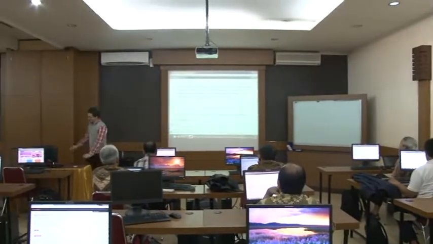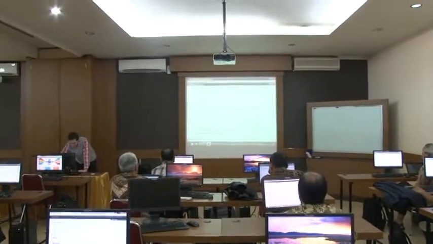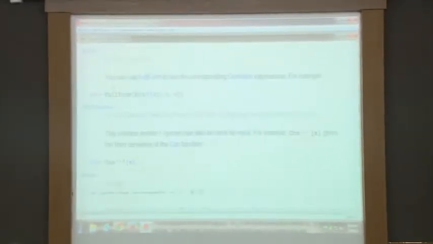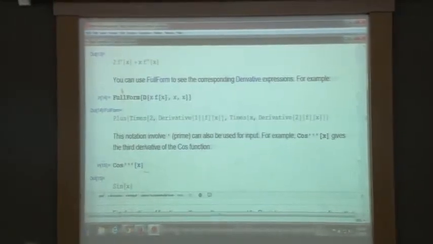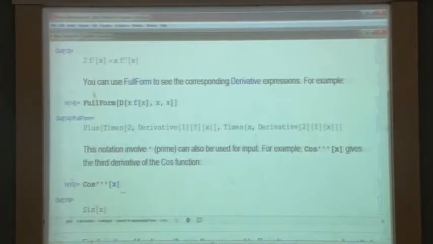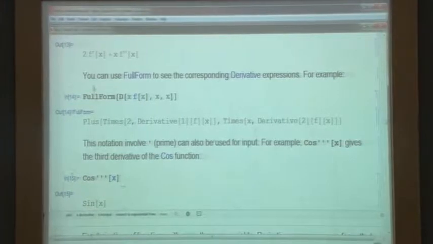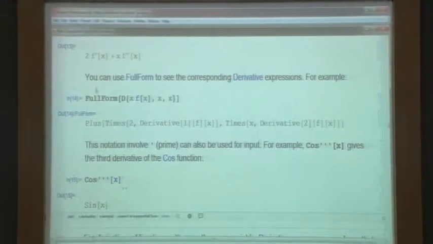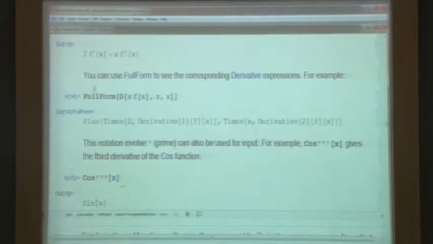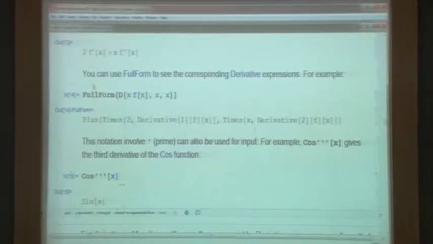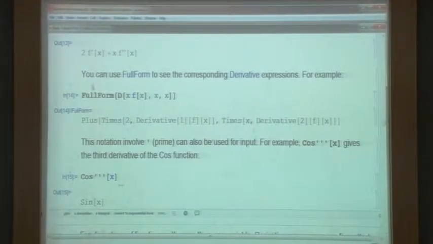No? Alright, so that's for derivatives. We can calculate the third derivative of cosine. We can use the prime notation. Can you guys do the same using the derivative notation? Calculate the third derivative of cosine using the derivative command. Can you guys do that now? In 1 minute? Yes. 2 minutes then.